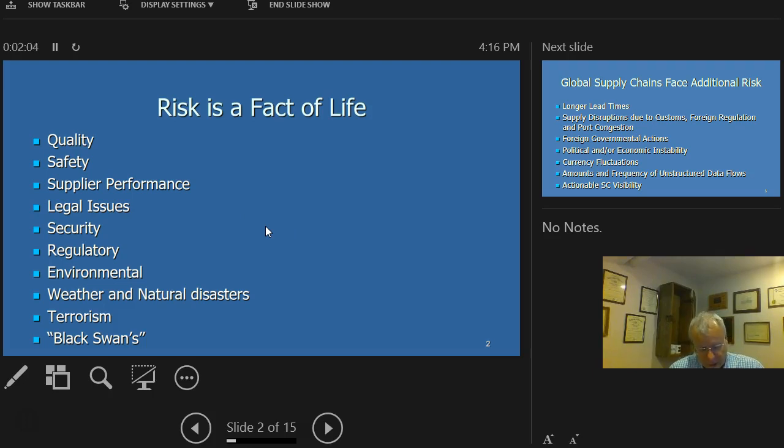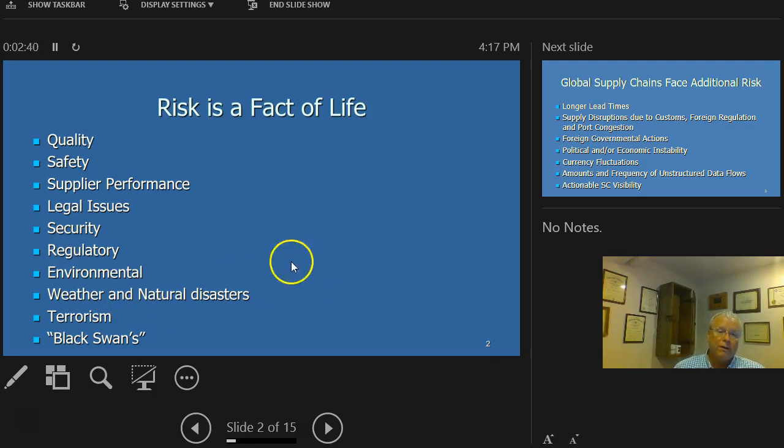The other way to look at it is to look at domestic risks, international risk, and disasters. And disasters, of course, are weather and natural disasters. That's what we're talking about here. Domestic and international risk, you can put these subjects on both sides of the table, if you will. There's supplier performance risk, both domestic as well as international. There's safety risk, both places. Quality, same places. Security. Regulatory would generally be considered more of an international risk.